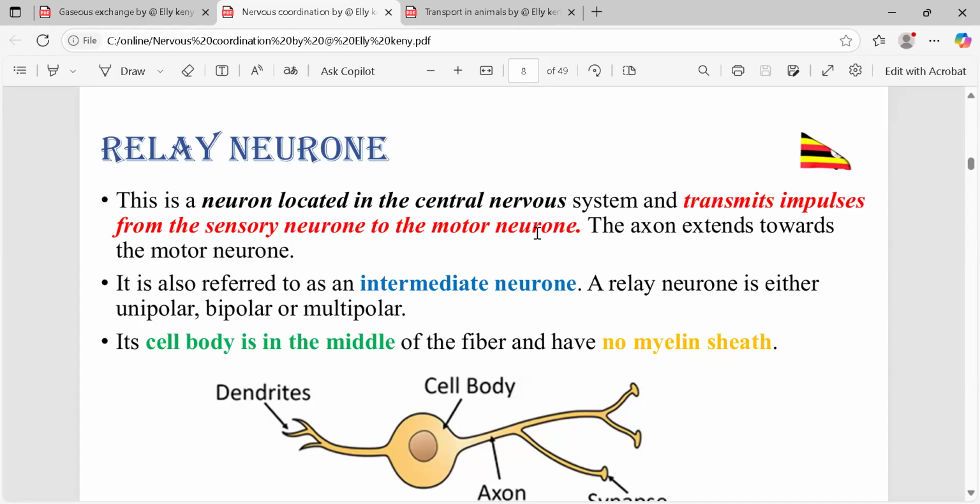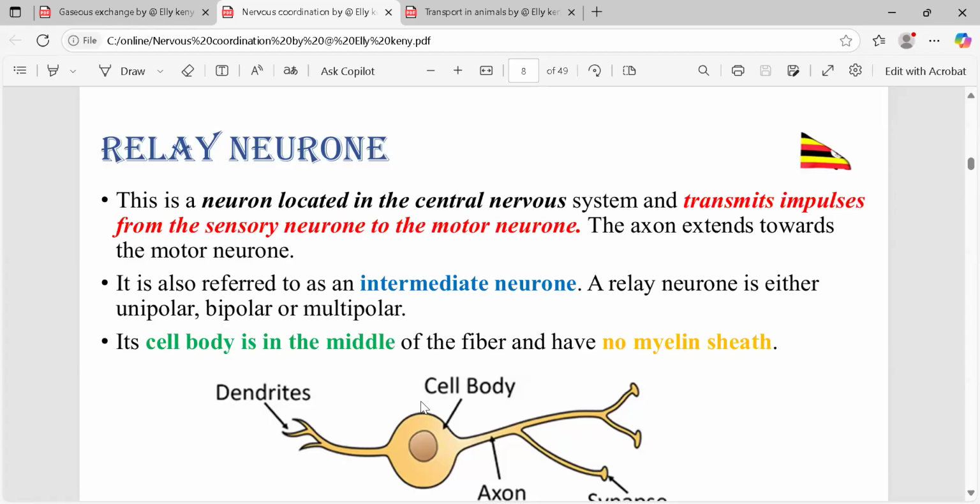Now, unipolar means that it has only one line. Just one line, leave alone these ones which are branched. If it is just made up of one line, then like this one, we shall say that one is unipolar. Bipolar is when it is made up of two branches. And then multipolar is when it is made up of several branches.